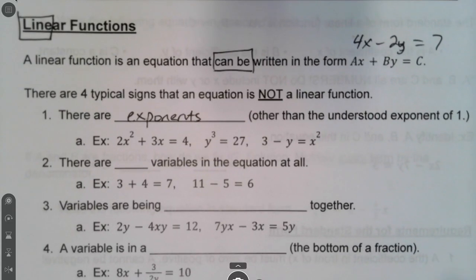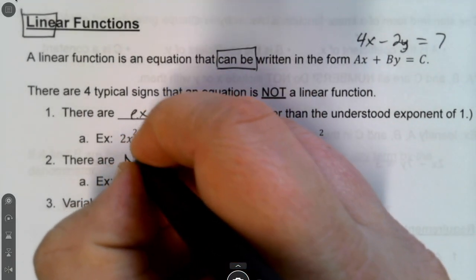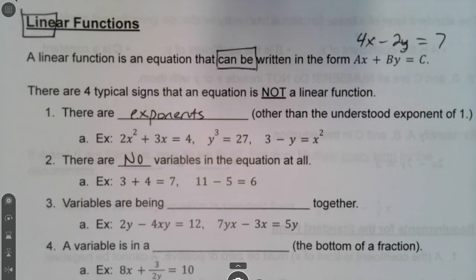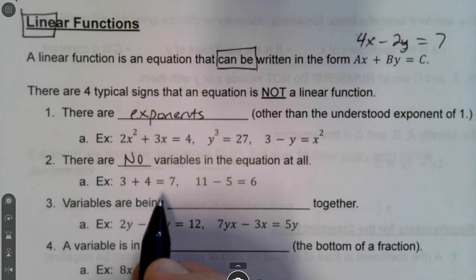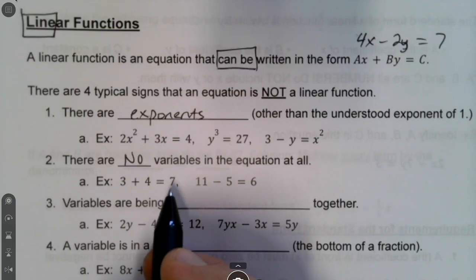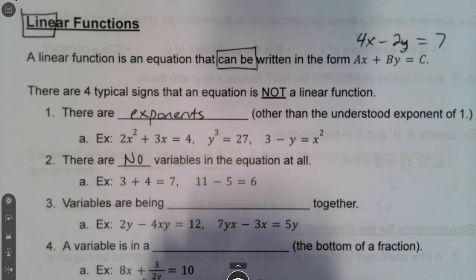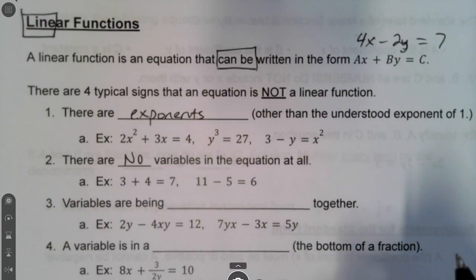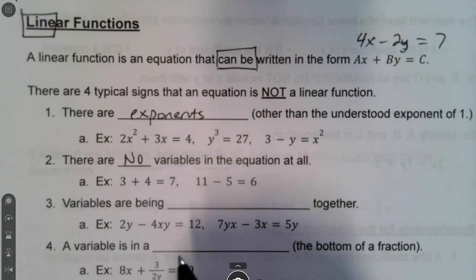Okay, also, it's not linear if there are no variables in the equation at all. Now 3 plus 4 equals 7 is true, but it's not a linear equation. That won't form any line because there's no variable. You have to have a variable. You can have just one variable. It could be just an x or just a y shows up. But if there's none at all, it's not a linear equation.